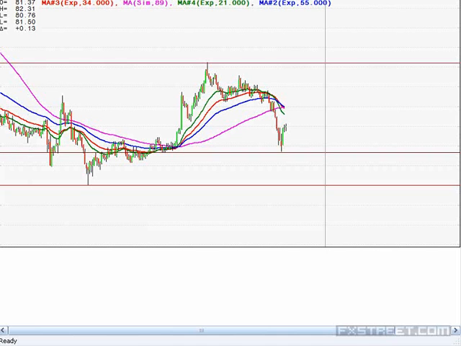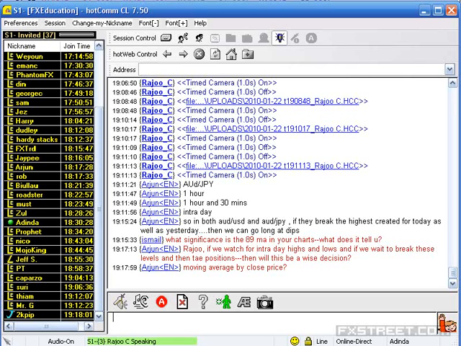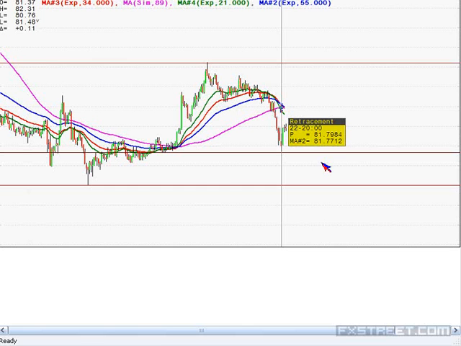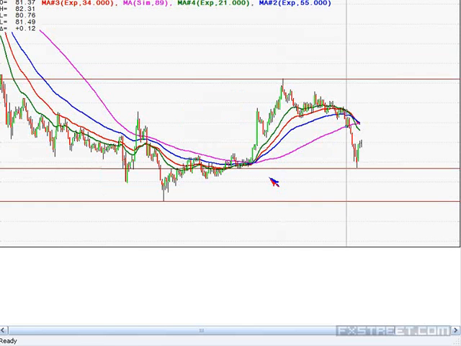Okay, the next question is: if you watch the intraday highs and lows, wait for these levels to break, and then take positions, will this be a wise decision? It all depends on what kind of strategy you apply. Normally we do not follow a breakout strategy.